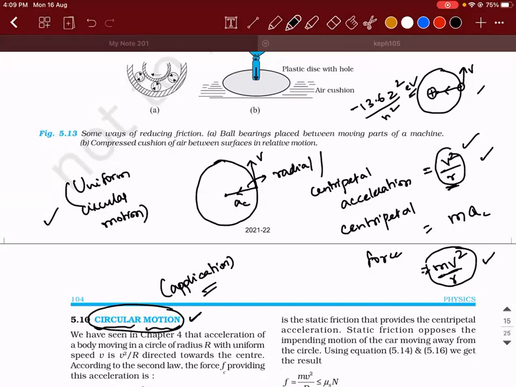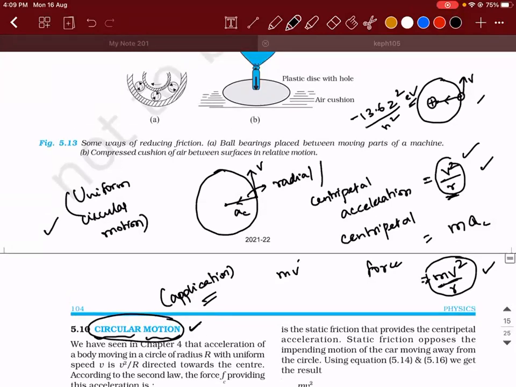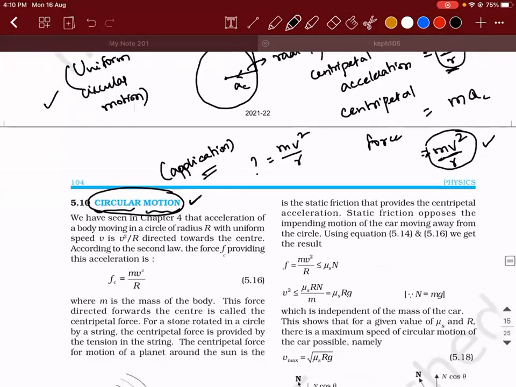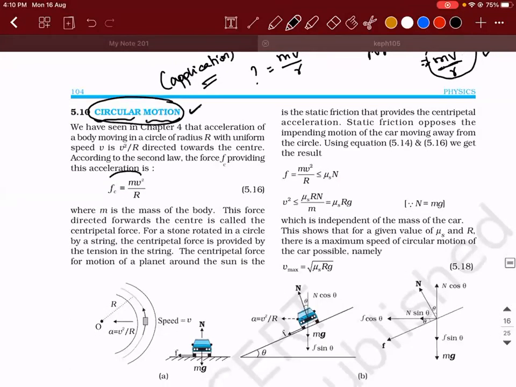Okay, by default the right side should always be mv square by r, but the left side is the question mark. So you should always ask: in this scenario, which external force is providing the necessary centripetal force mv square by r for the object that I am observing to be in circular motion? So in this context, that is why they gave no centripetal acceleration forces mv square by r.